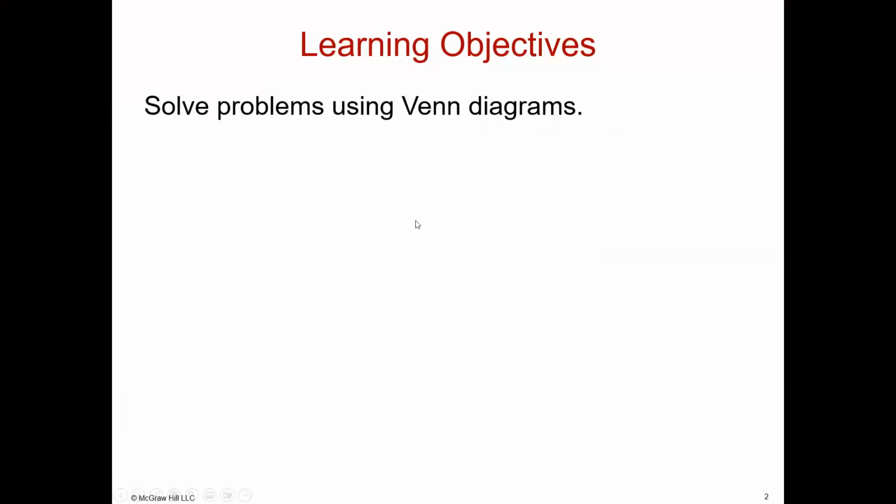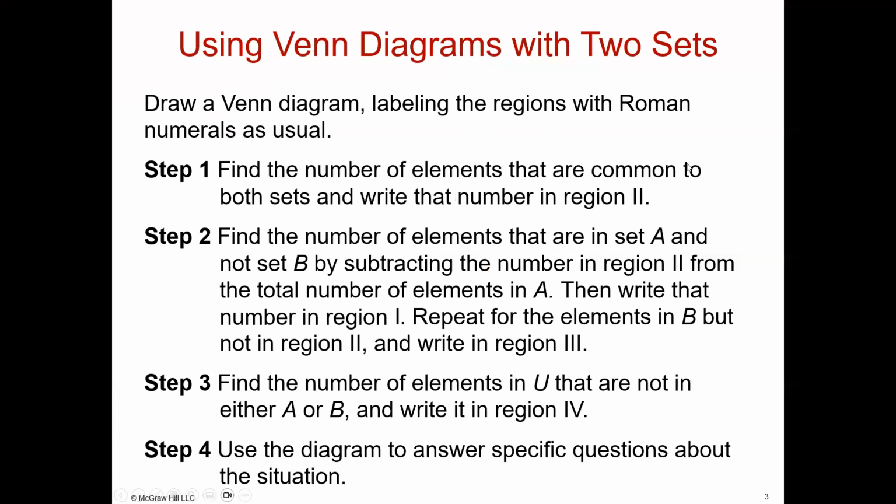Our objective in this section is, using Venn diagrams, we're going to learn how to solve various problems and answer questions. Again, we saw last week that labeling regions with Roman numerals in Venn diagrams is extremely helpful. After labeling the regions appropriately, we will be able to allocate elements to the respective regions for the problem that we're given.